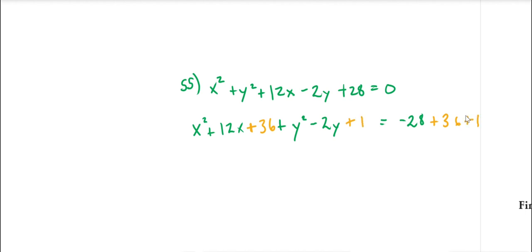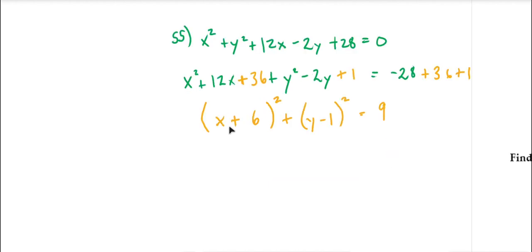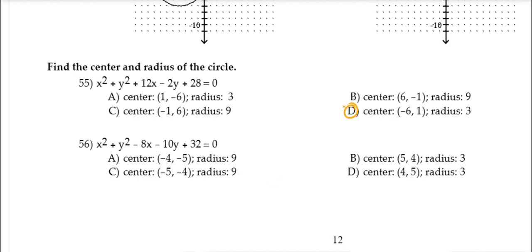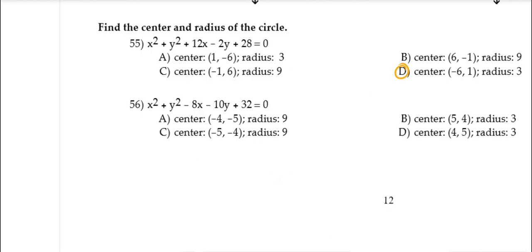Now, the reason that I've done this is because now this factors as a perfect square trinomial. In other words, we get (x plus 6) squared and also (y minus 1) squared. And that's going to be equal to 9. This lets me know that the center is at (minus 6, 1) and that the radius is 3, which is answer D here. 56 is similar, so you should pause the video at this time and give it a shot yourself. All right, let's see how it went.